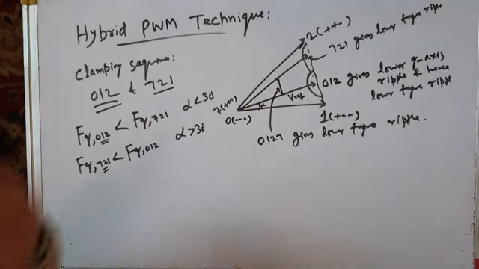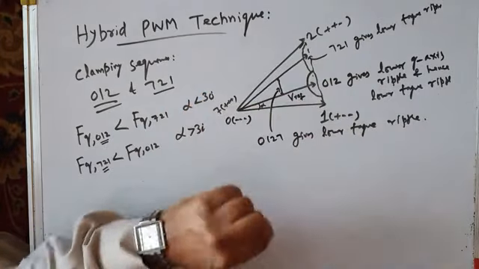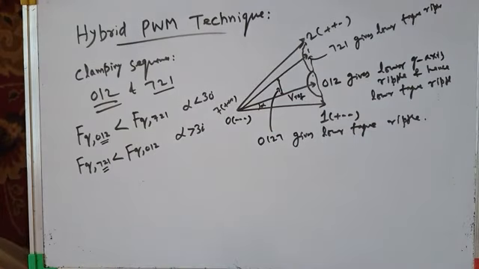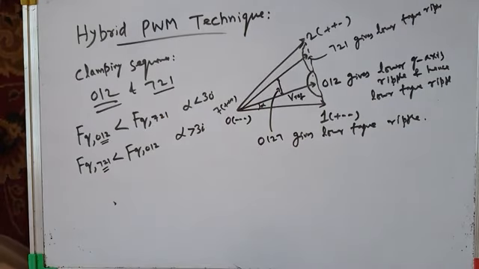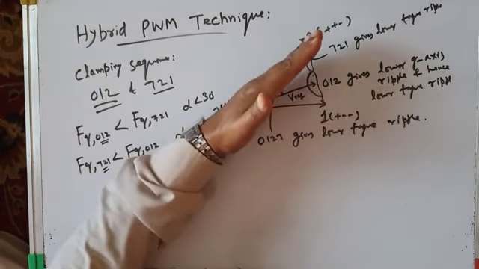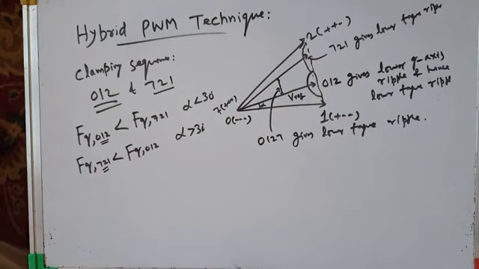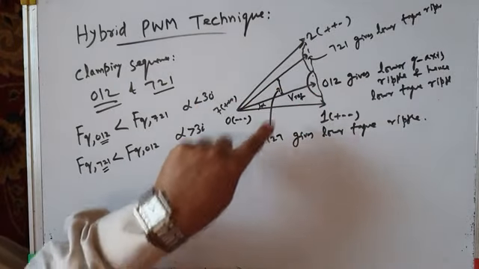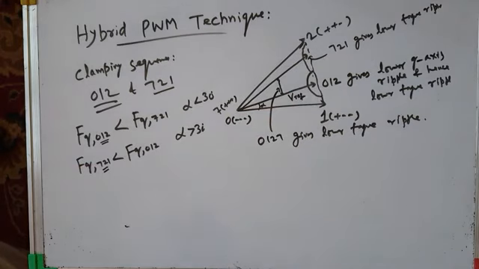We can use different switching sequences. For example, for alpha from 0 up to this, we can use the 012 clamping sequence. For alpha within this range, we can use the conventional space vector based switching sequence 0127. And for alpha within this range, we can use another clamping sequence 721. These clamping sequences 012, 0127 and 721, within the given range of alpha, will give lower stator flux ripples and hence lower torque ripple.